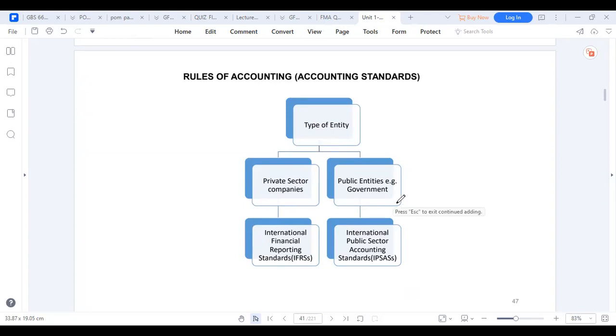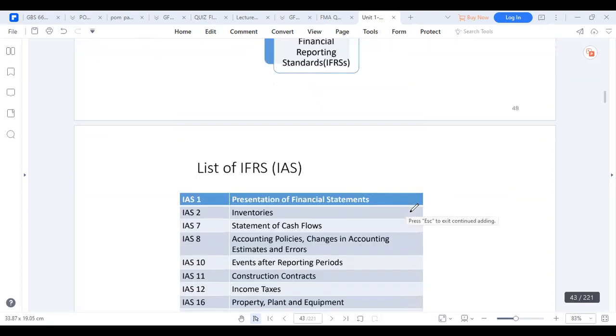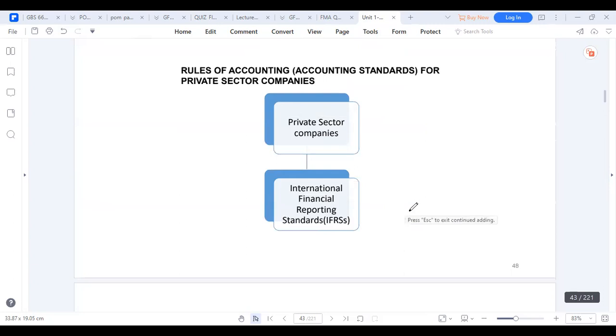So we have the International Financial Reporting Standards and the International Public Sector Accounting Standards. Public entities need to follow the IPSAS. For the private sector, they follow another accounting standard. So the rules of accounting and accounting standards for the private sector companies will follow the International Financial Reporting Standards.